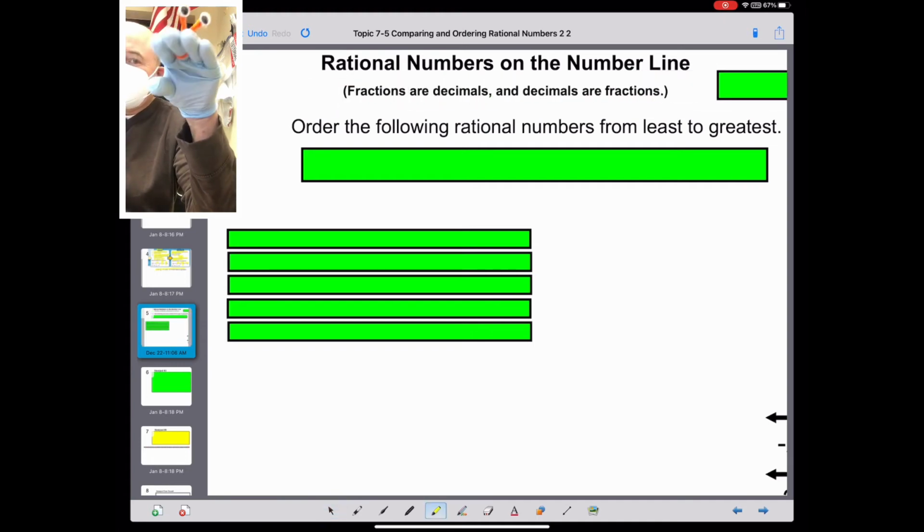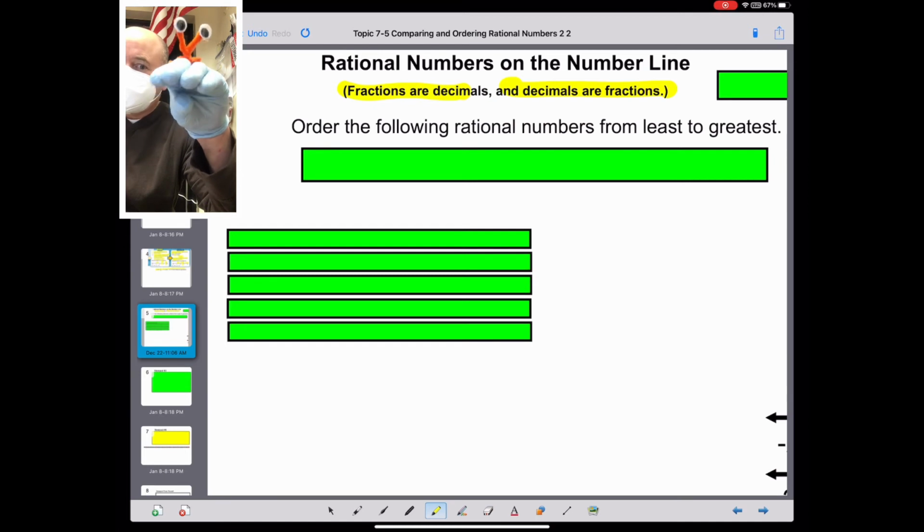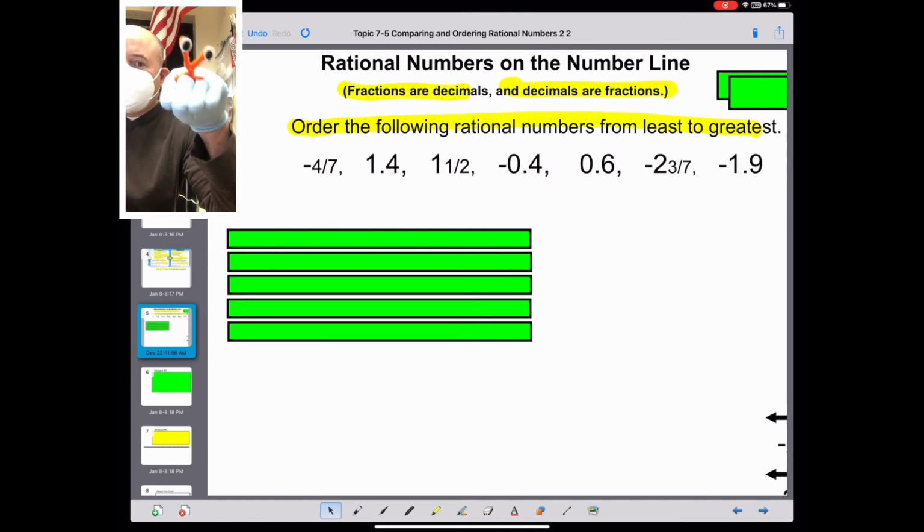Okay, so anyways, rational numbers on a number line. Here's something to always remember, kids. Fractions are decimals and decimals are fractions. So you can switch back and forth between the two of those to help you in this process. All right? And then it says, order the following rational numbers from least to greatest. So look at that list of numbers. Mr. Trolla, I'm going to have you pause the video right now, and you're going to go over this with the kids, okay? All right, pause the video and show the kids how you do this.